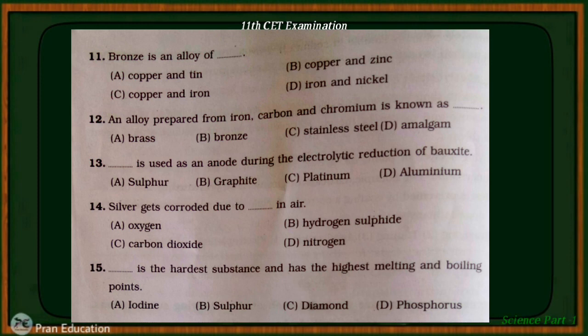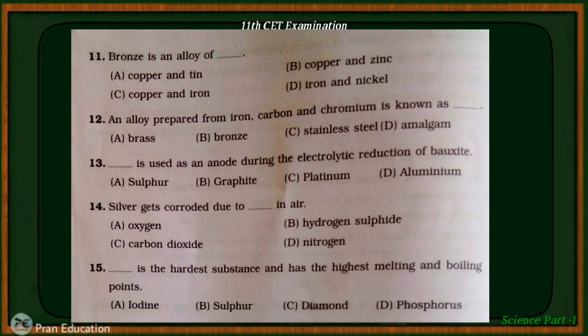14th. Silver gets corroded due to dash in air. Options: A. Oxygen, B. Hydrogen sulfide, C. Carbon dioxide, D. Nitrogen. The correct option is option B. Hydrogen sulfide.